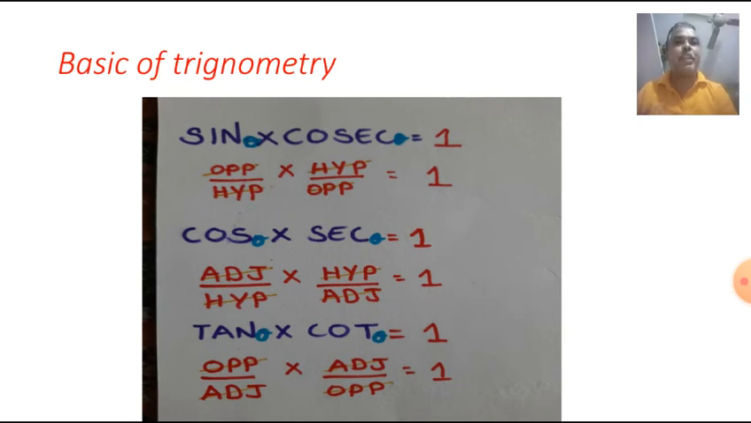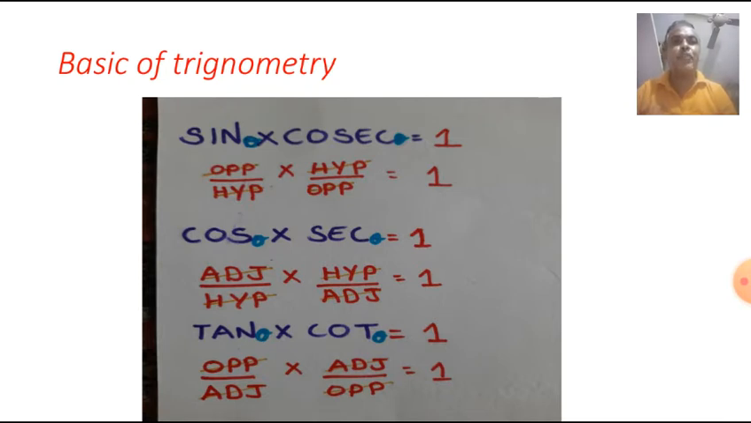Basics of trigonometry. What are all the basics of trigonometry? We studied sine theta and cosecant theta. So if you multiply sine theta and cosecant theta, we get 1. How is it? Sine is the ratio between opposite and hypotenuse into cosecant is the ratio between hypotenuse and opposite. Here hypotenuse will cancel with hypotenuse. Similarly, opposite side will cancel with opposite side and the result is 1. It means sine theta into cosecant theta is 1.